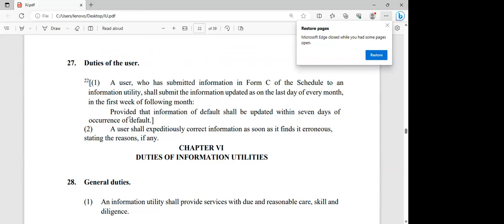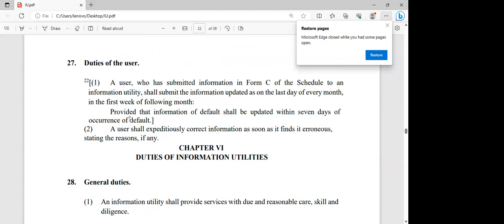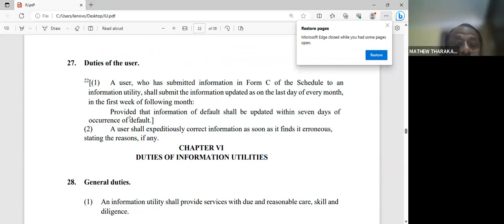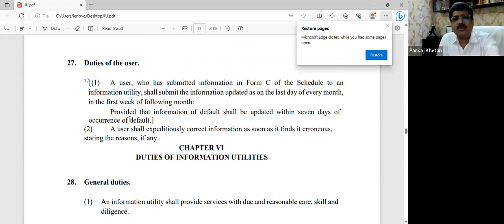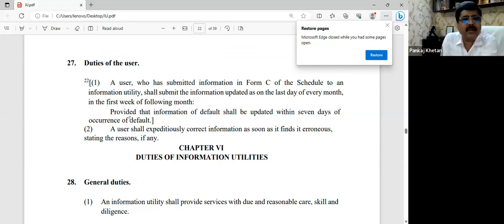These are the duties of IU. I think IP has no relevance with this. This is duties of the user, sir. Yeah, duty of the 27 is the user. Chapter 6, including an IP who is using the information. Yeah, I am talking about regulation 28.